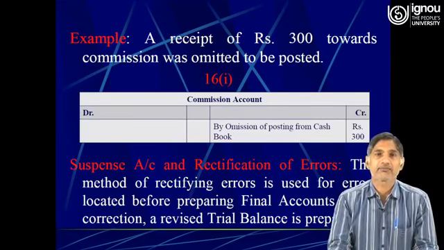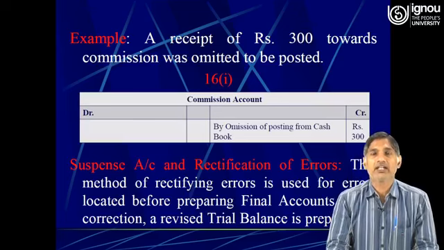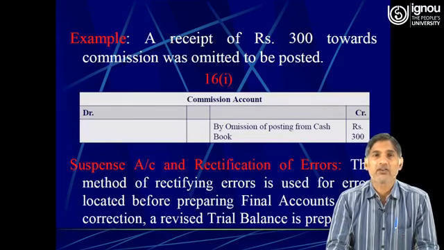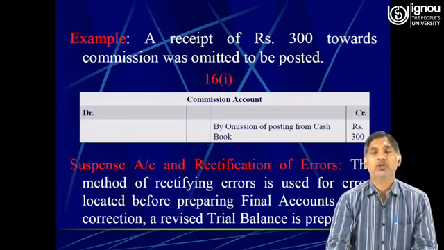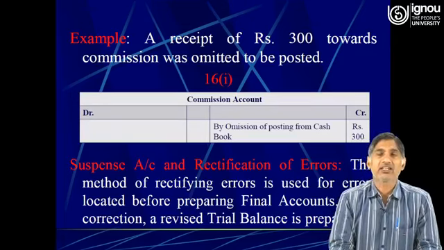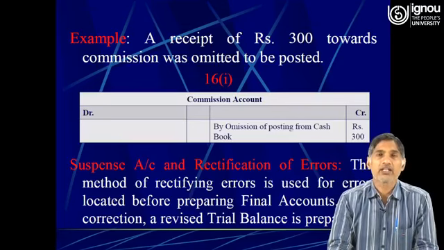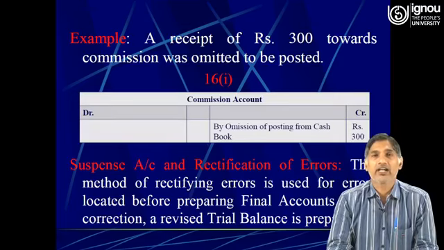Next one is: a receipt of rupees 300 towards commission was omitted to be posted. So when we receive the commission, the journal entry that must have been passed in the books of original entry is cash account debit to commission. So here in this journal entry, commission account has been credited by rupees 300.